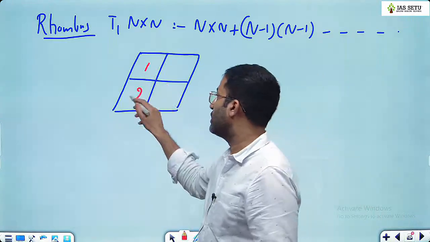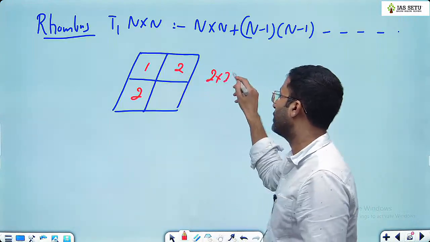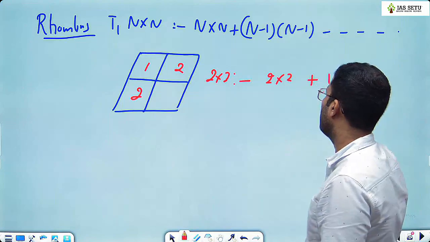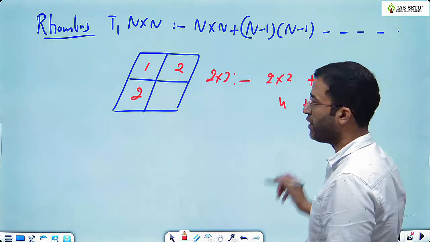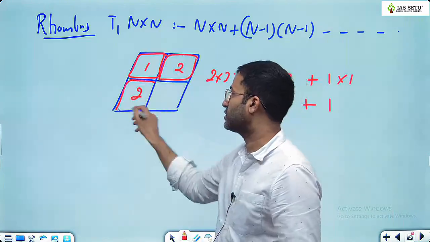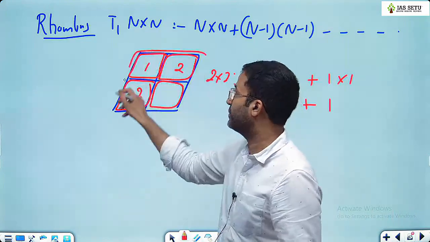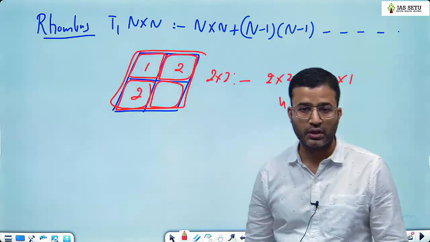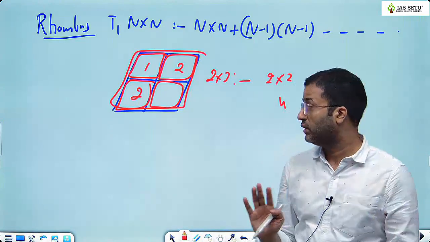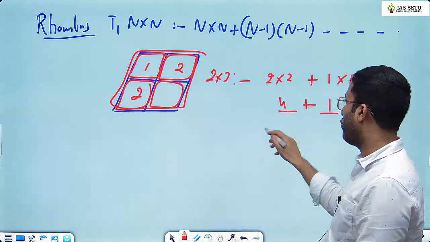So this is 1 and 2, 2. This is a 2 by 2 figure. So here 2 into 2 plus 1 into 1, this is 4 plus 1, 5. Can you see this is one rhombus? This is 2, this is 3, this is 4. And this bigger one is also a rhombus. Sides have to be equal. In a rhombus, all the sides are equal. So this is 4 plus 1, 5.